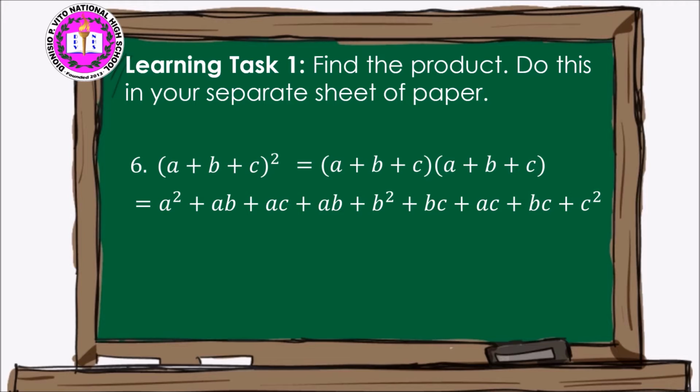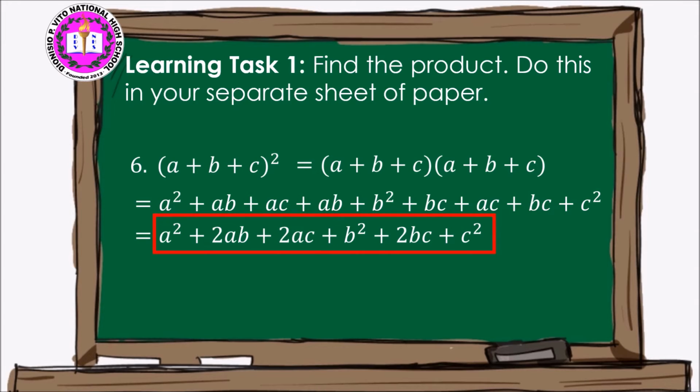C times a is equal to positive ac. Then c times b is equal to positive bc. Then c times c is equal to positive c squared. Combining similar terms, we have a squared plus 2ab plus 2ac plus b squared plus 2bc plus c squared.